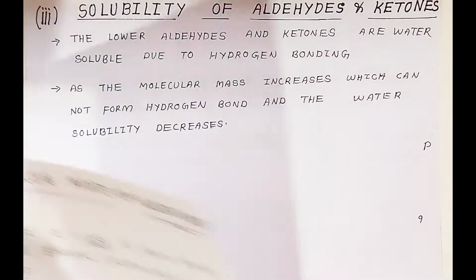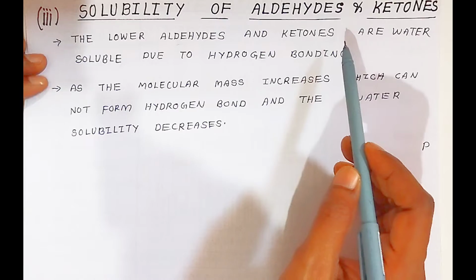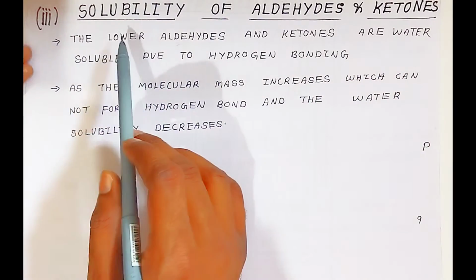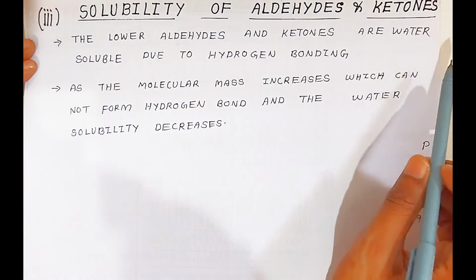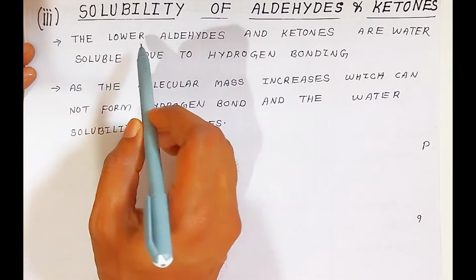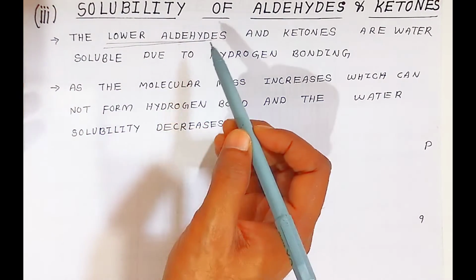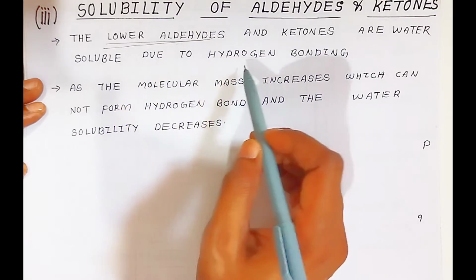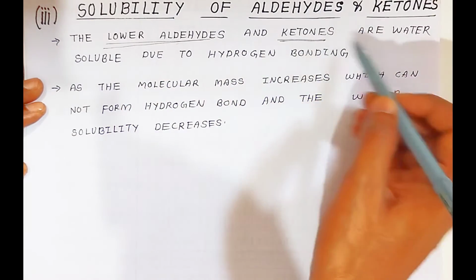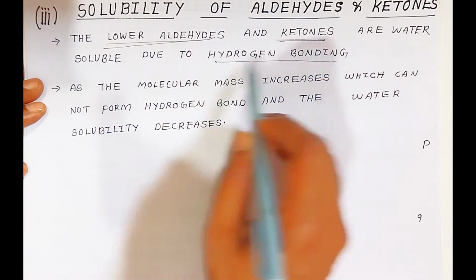Now students, we are going to see solubility, the ability to dissolve, of aldehydes and ketones. When you are talking about solubility, students, lower aldehydes, that means methanal, ethanal, propanal, and ketones are water soluble due to hydrogen bonding. Ketones, that is acetone, are water soluble due to hydrogen bonding.